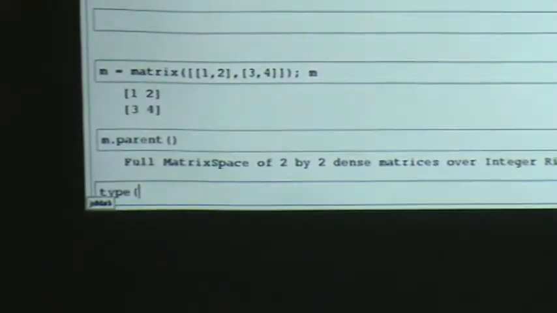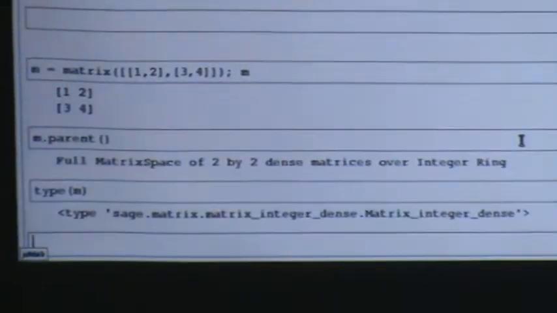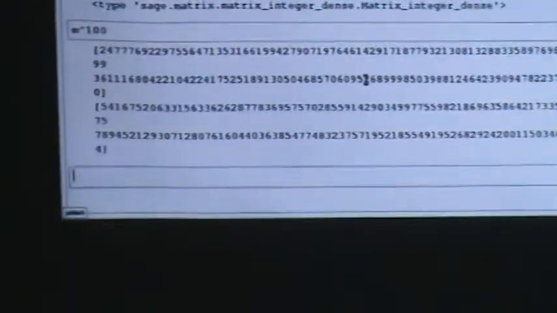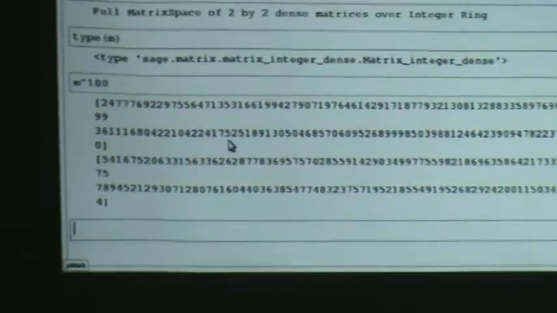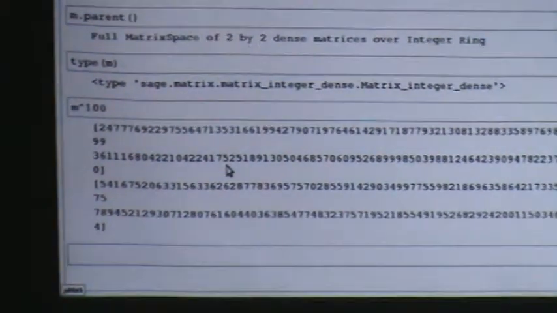So if I ask what type it is, it's a matrix integer dense. So this object has some type, so that the system can realize, oh, this is a matrix over the integers, and you can have specialized algorithms based on the types. You can do arithmetic with matrices. They don't display very well, but you can see how quickly they computed m to the 100th.